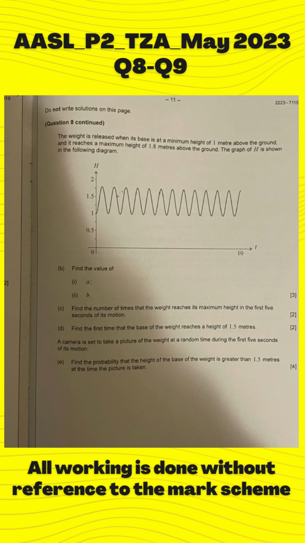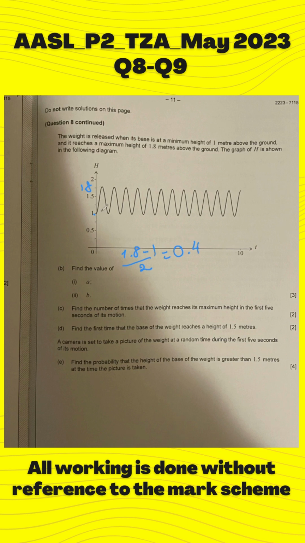Okay, we know that the highest point will be 1.8. So this is 1.8 and the lowest is 1. Okay, so they ask to find the value of A. To find A, we need to first find the amplitude. The formula to find the amplitude will be maximum minus the minimum divided by 2. So it will be 0.4.